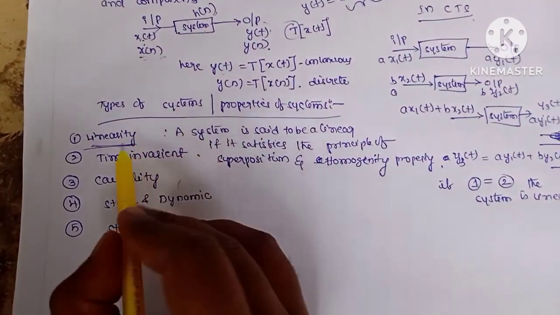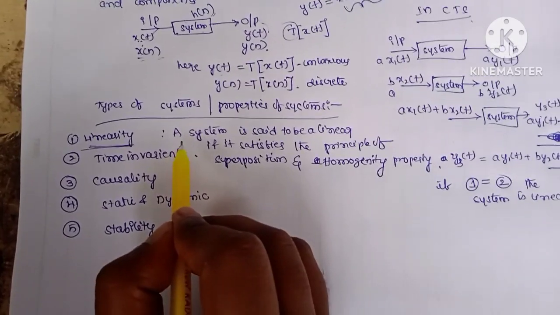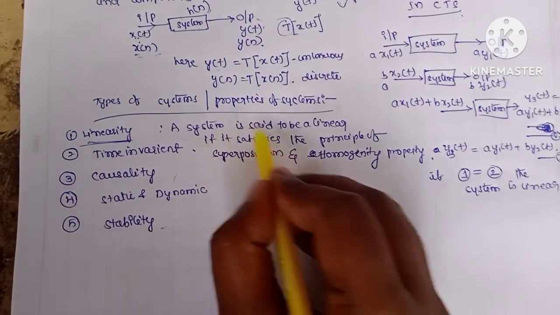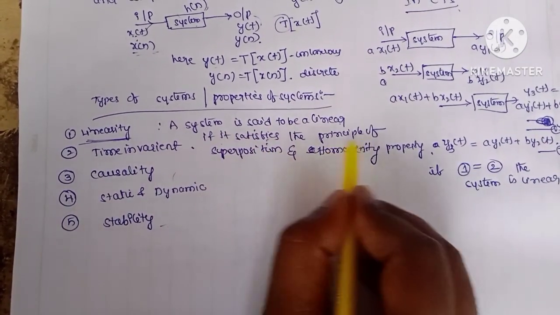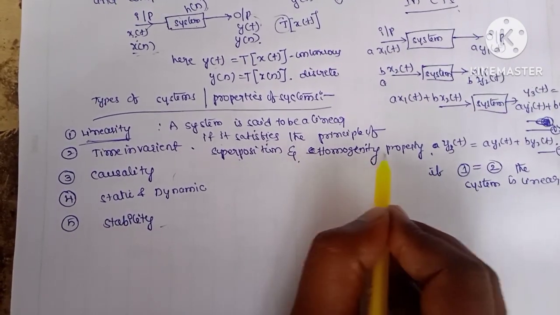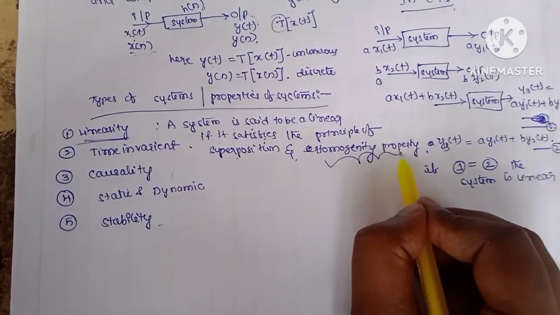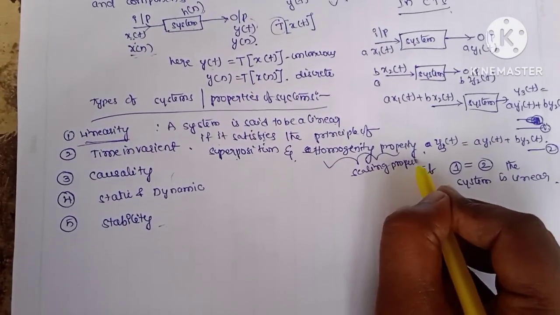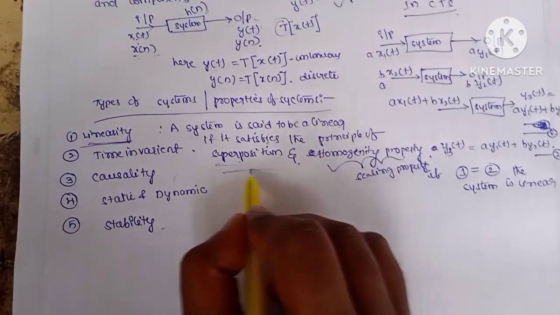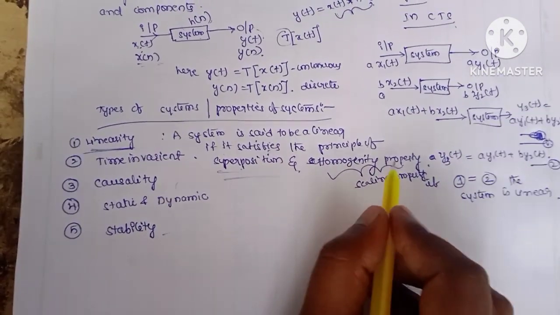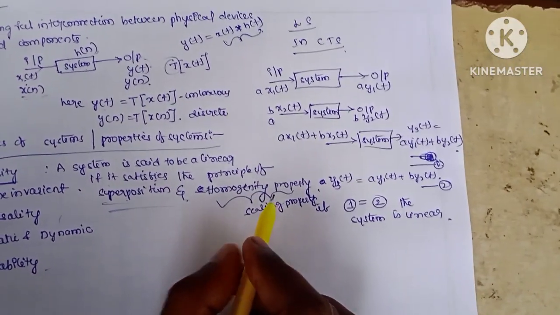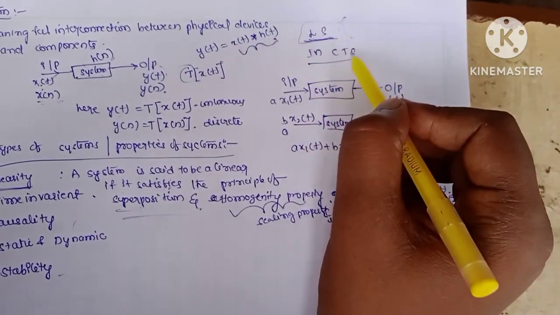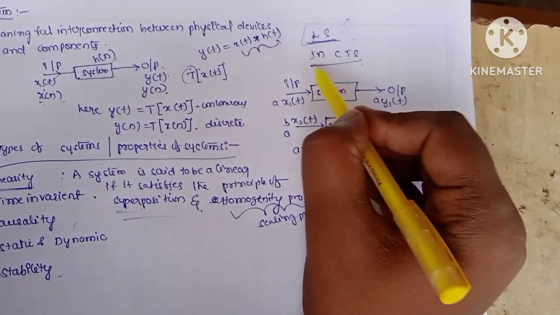When is a system called a linear system? We will see that a system is said to be linear if it satisfies the principle of superposition and the homogeneity property. This homogeneity property is nothing but the scaling property. What are the superposition and homogeneity properties? Here, this is a linear system. To check that the system is linear, we will go through this.